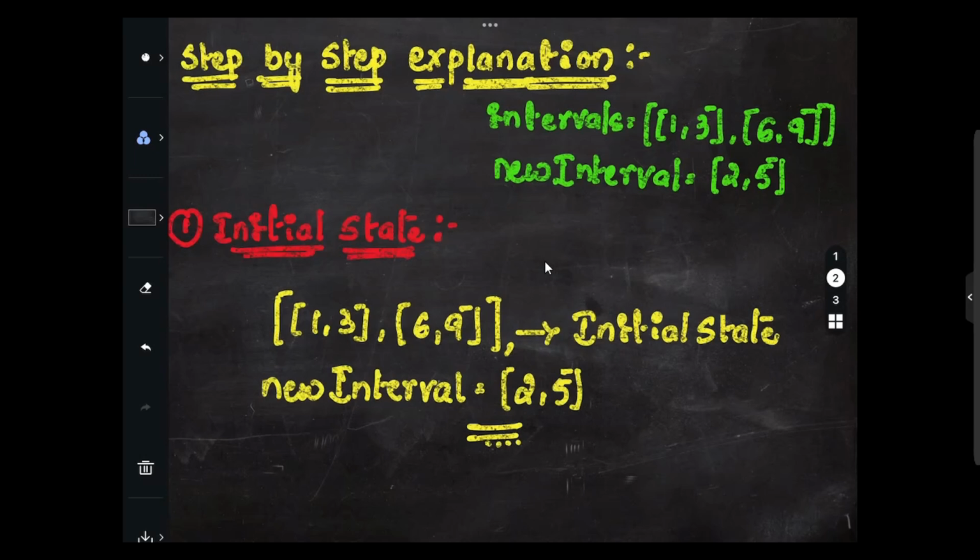So we have discussed this one earlier itself, right? So let's move on with the step-by-step explanation. Same example I am considering here, the first one. Intervals [1, 3], [6, 9], new interval [2, 5]. So the initial state will be the same, [1, 3], [6, 9]. This will be the initial state basically. The new interval is [2, 5].